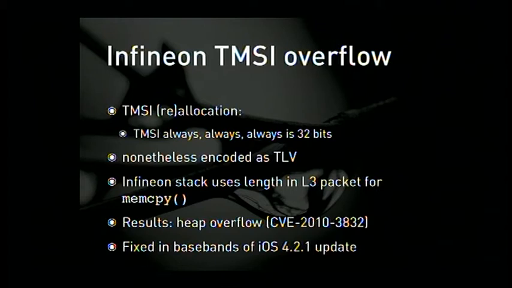For the second bug, it's somewhat better because it's fixed in all of the basebands of the latest iOS firmware. So this was a similar bug again. There's this temporary mobile station identifier, and this is a 32-bit entity. It's always 4 bytes long. It's everywhere in the standards, it's 4 bytes. But it's encoded as tag length value. I don't know why. And some clever engineer in the company that provided Infineon with the baseband stack decided to use the length that came over the air interface for copying around the TMSI in the location update and in other places as well. So this results in a heap overflow.